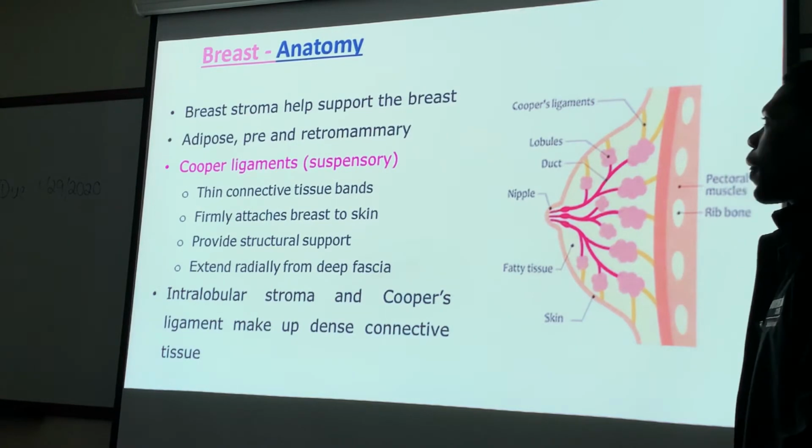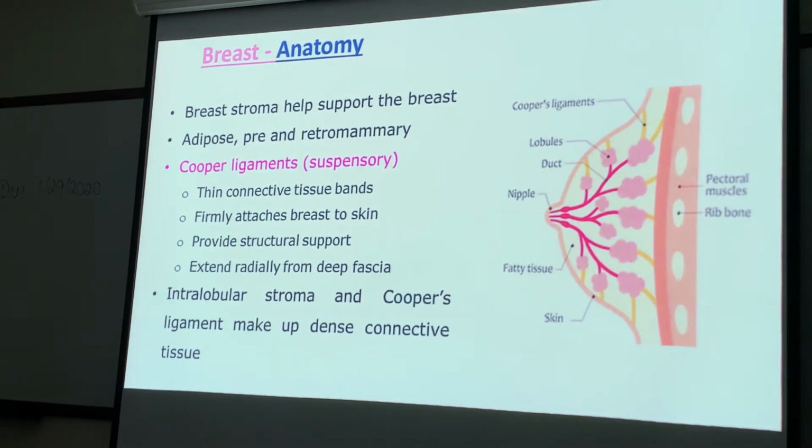All right. So again, the breast stroma. That's the area that surrounds the actual lobes themselves, that covers up the lobe. The breast stroma helps support the breast. Fat is located in the pre and retromammary zones, guys. Like I just showed you in the other image, fat is located in the pre and retromammary zones. More of it is located in the premammary zone.